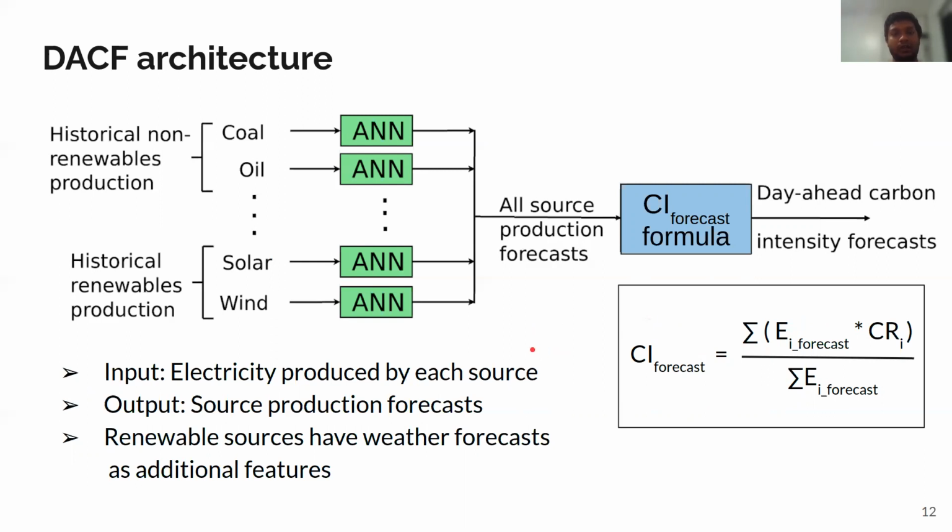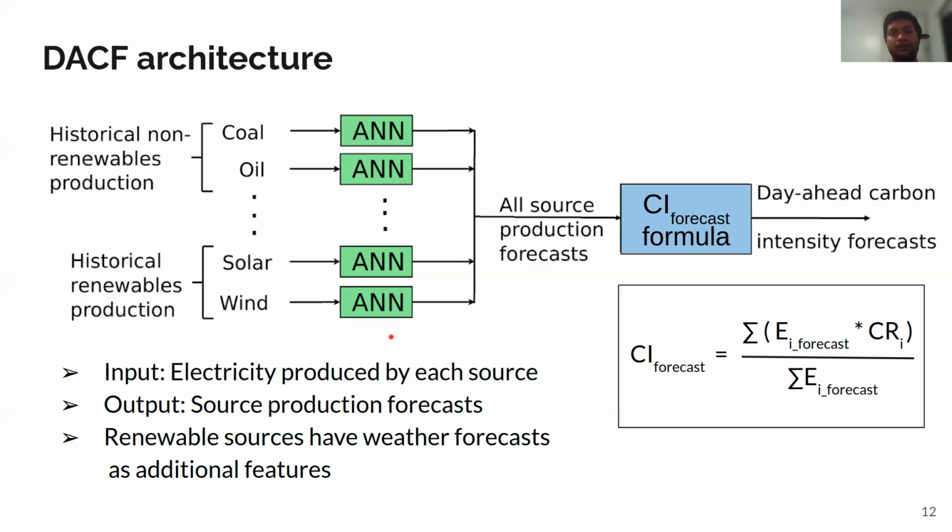Also, although we have to retrain the ANN models for each region, since the fraction of electricity produced by different sources varies across regions, we keep the model hyperparameters as well as the type of features the same across all the regions.